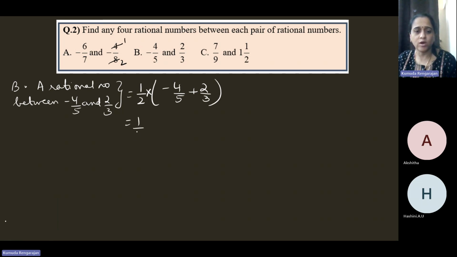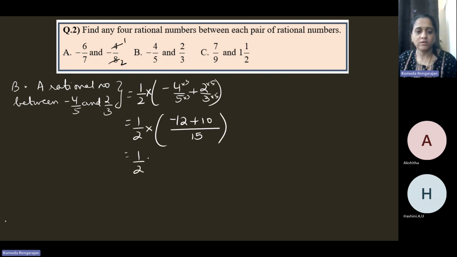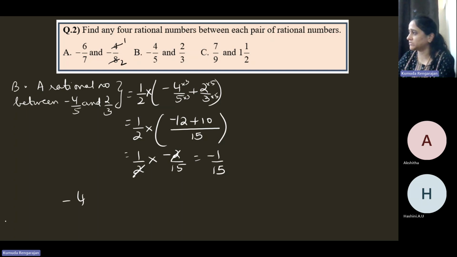So this will be half of, take the LCM, 15. So into 3, into 3, into 3. So it will be minus 12 plus into 5, into 5, plus 10. So it is half of minus 2 by 15. 2 and 2 cancel, which is minus 1 by 15. So what have we found? Minus 1 by 15 lies between these two numbers. There are many numbers that lie between these two. This is one number that lies between these two numbers.